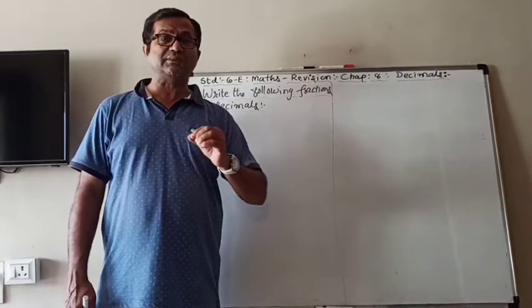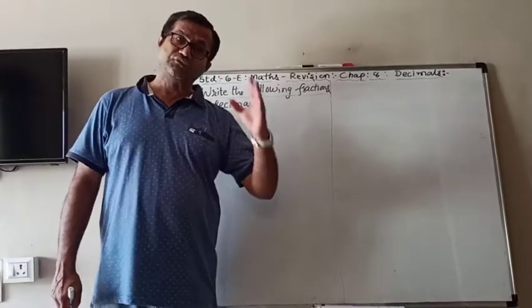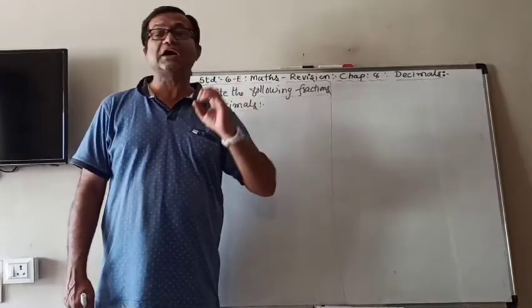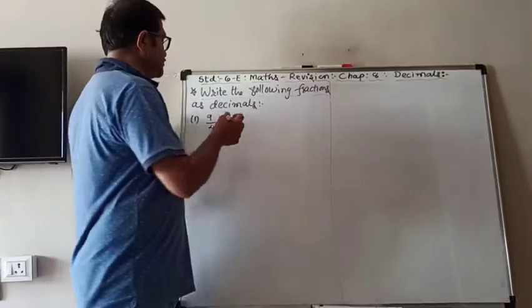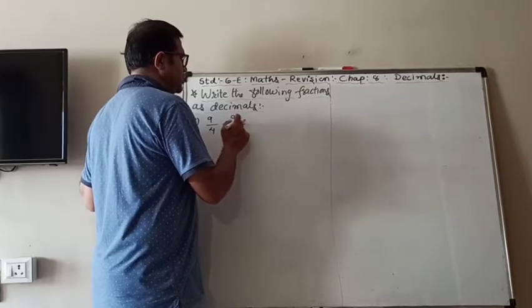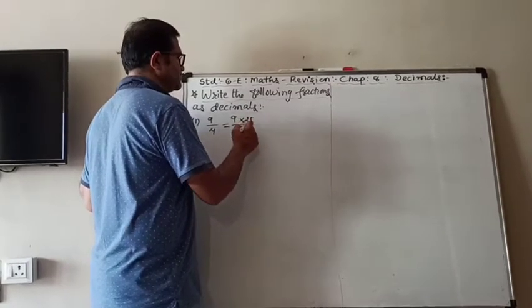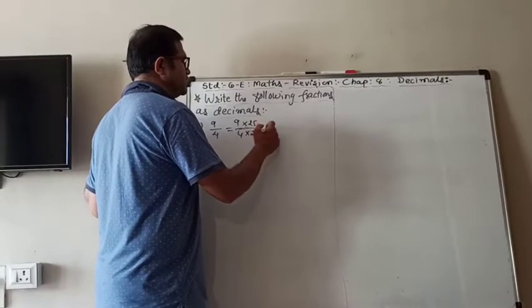4 is not in the table of 10, meaning 4's multiple is not 10. But 4's multiple is 100. So now 25 4s are 100. So we have to multiply 9 and 4 both by 25 to bring 100 in the denominator.